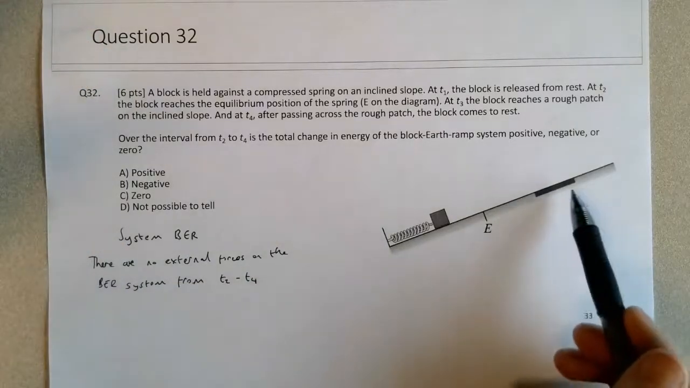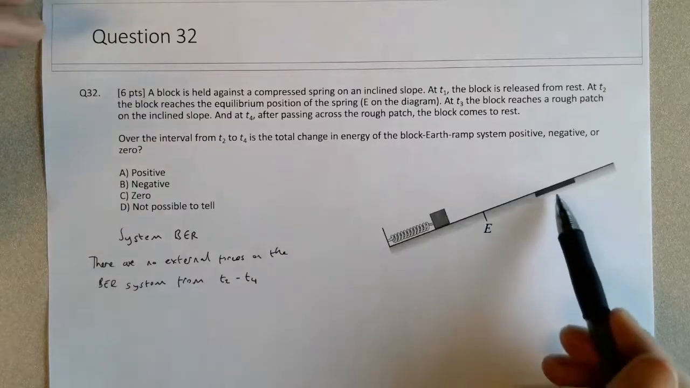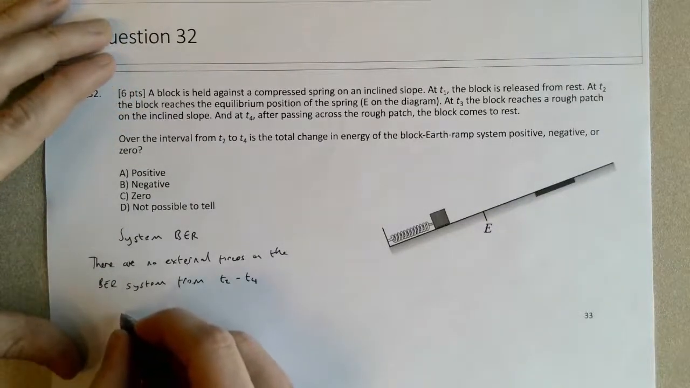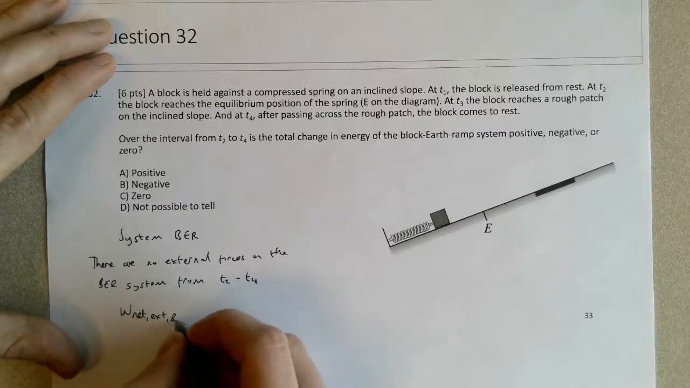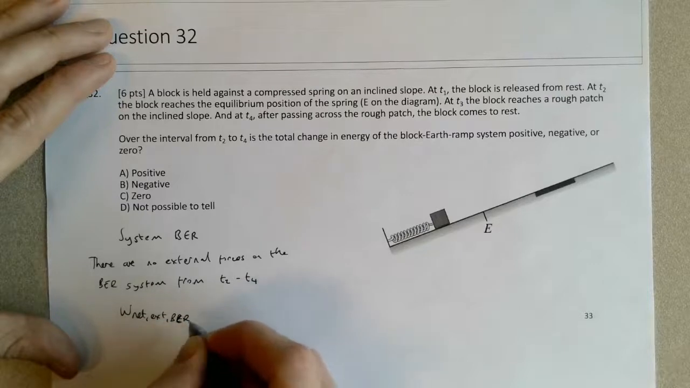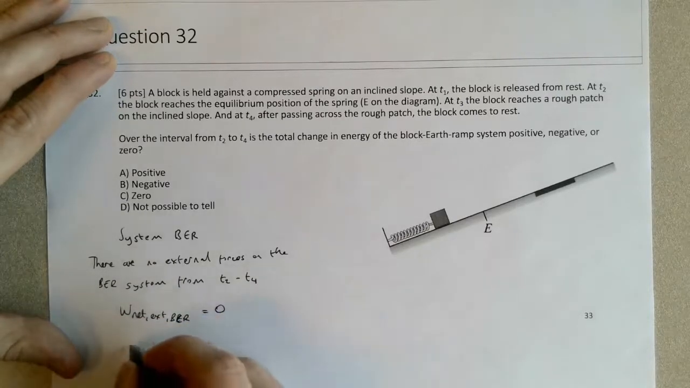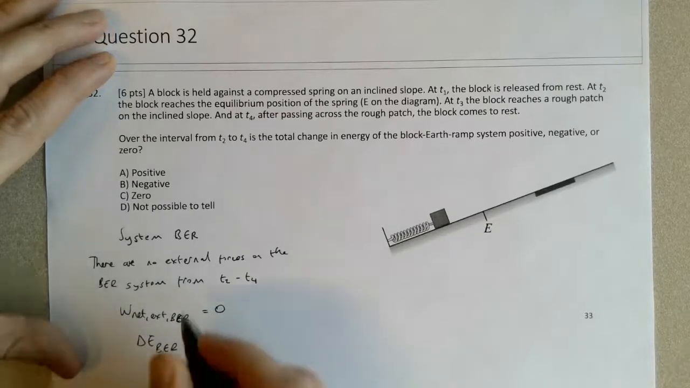And same again, the frictional force exerted by the ramp is in the system, so that's an internal force. So the total change in energy, so that means if there's no external forces, the net external work of the BER system is zero, which means that the delta E of the BER system is also zero.